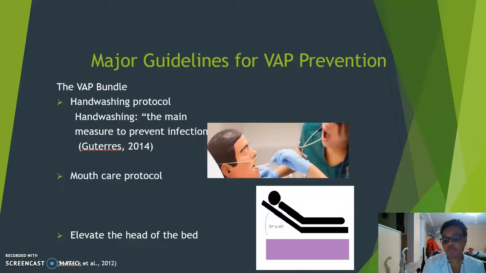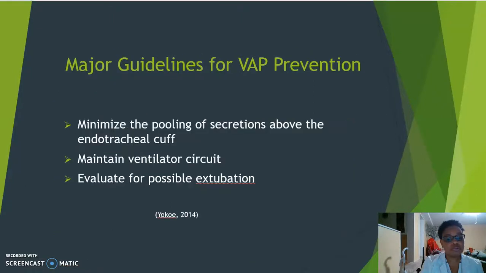Also, for VAP prevention: mouth care protocol, elevating the head of the bed 30 to 45 degrees, minimizing the pooling of secretions above the endotracheal cuff, maintaining the ventilator circuit, and evaluating the patient to see if they can be weaned from the ventilator.